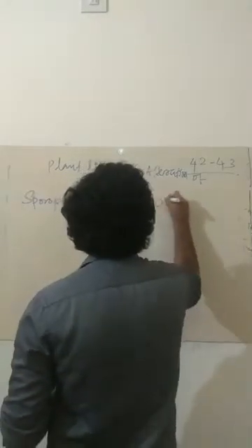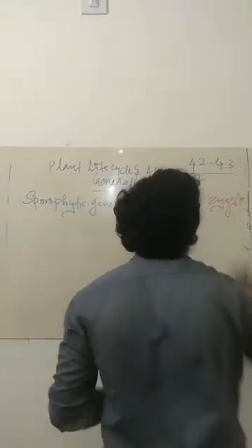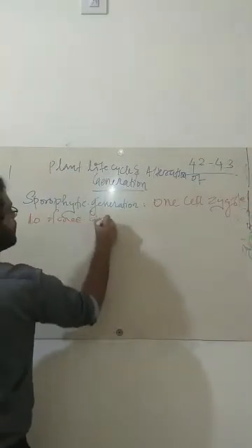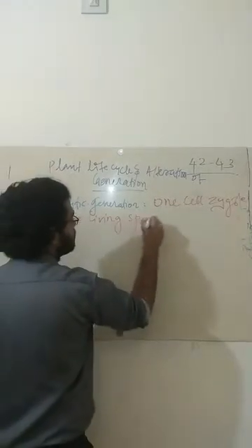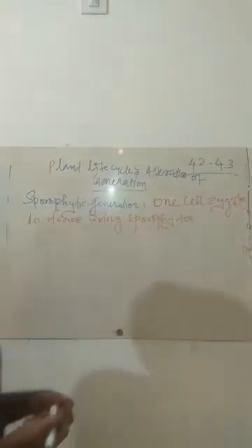In the case of sporophyte generation, it is represented only by the one cell zygote. So there are no free living sporophytes. In this case, there are no free living sporophytes.